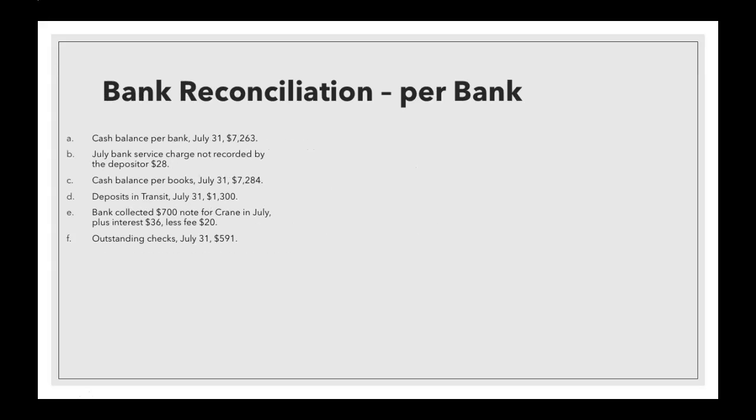So let's first look at the per bank side of this bank reconciliation. We're going to start off with the cash balance per bank. So this is looking at the bank statement. It tells us that we have $7,263. So once we include that, we can cross that off of our list because we won't need to be using that again. Now, there's certain things that will be added and certain things that will be subtracted here on a bank reconciliation. When we're dealing with the per bank side, we need to be thinking, what are some things that the bank doesn't know about?